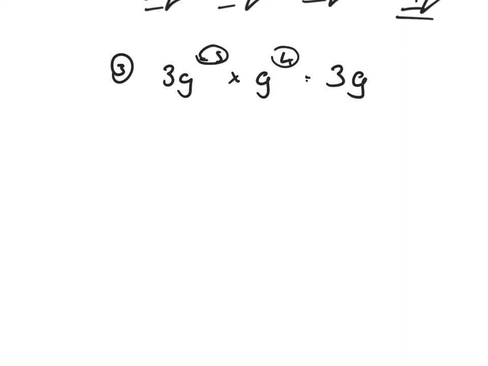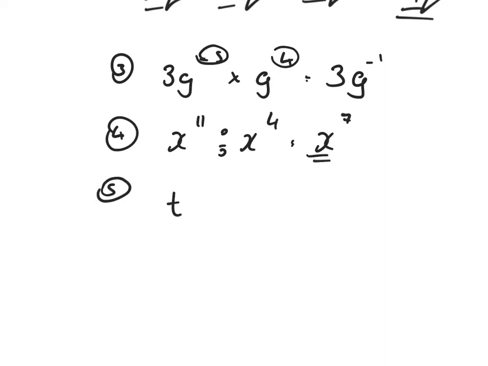Okay, next one. Let's go for 3g to the minus 5 multiplied by g to the power 4. So that will be 3g to the minus 5 plus 4 is minus 1, and that's 3g to the minus 1. Example 4, x to the 11 divided by x to the 4. So subtract the powers using rule 2, and that's x to the 7.